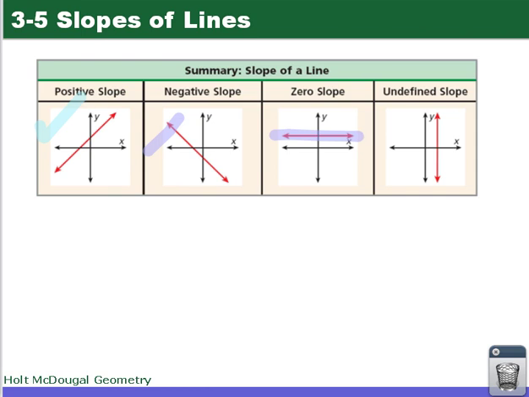And then our undefined slope, as we said in the last slide, is our vertical line. So if you have a horizontal line, it should be slope 0. All vertical lines will have an undefined slope.